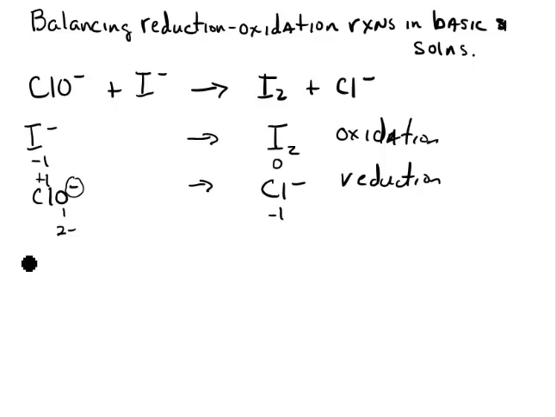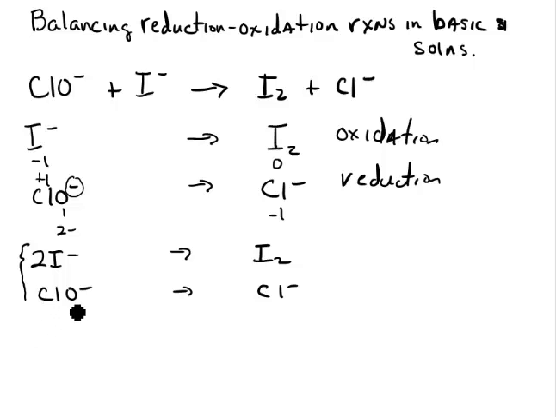Okay, but now we've got to balance materially, right? So I've got I minus, and it is becoming I2. And of course that means I have to put a 2 there. And this is ClO minus, and that's becoming Cl minus. We're not worrying about the O right now. We're just balancing the atoms that are there, and they balance. So that's our first step, balancing materially what is there.